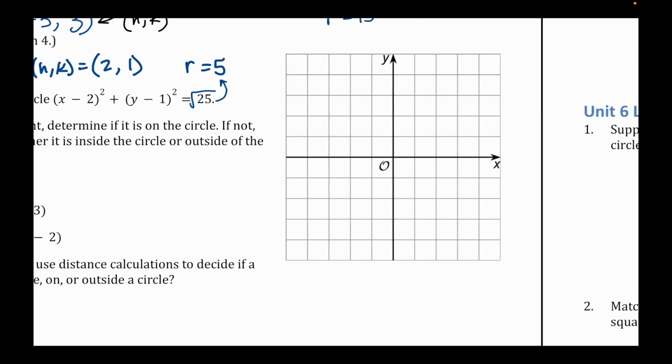So graphing that circle, 2, 1 is going to put my center right here. And if my radius is 5, that's going to be kind of big. It's going to go a little bit off to the side. But I can go 1, 2, 3, 4, 5 down, and that one lands, and 1, 2, 3, 4, 5 to the left, and that one lands.